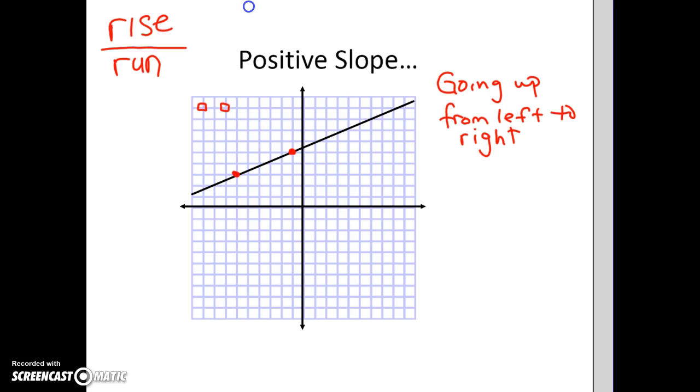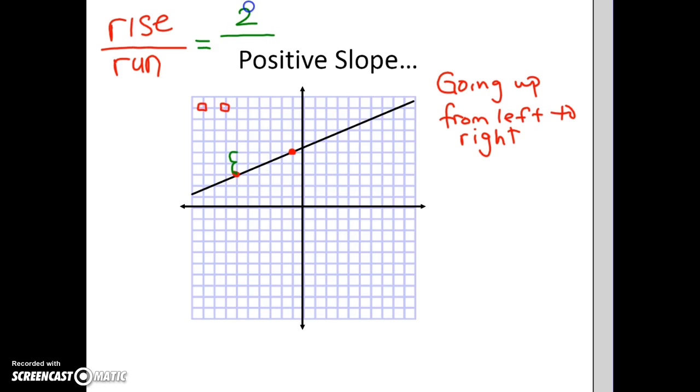And the run is how far sideways. So starting with the lower of the 2 points I picked, I'm going to count how many boxes I have to go up until I'm on the same line as my second point. So 1, 2 boxes up. So my rise is 2.